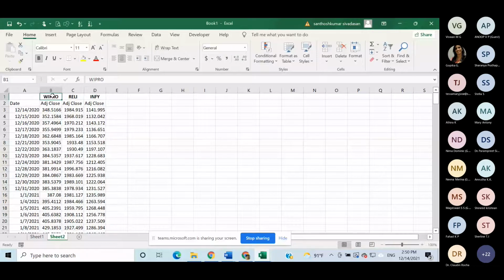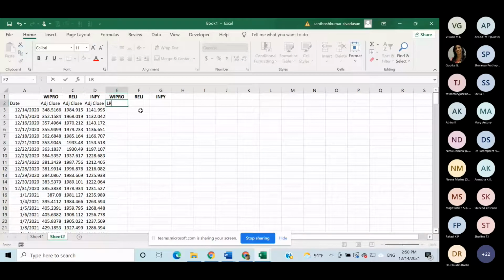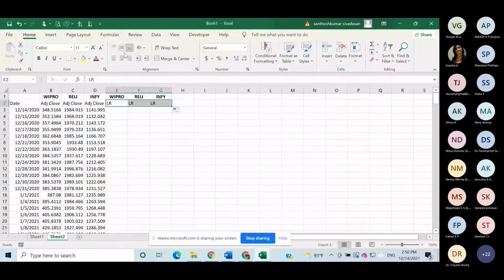So we are computing the log return, Control C, Control V, I'm just pasting the label. So LR, log return, we are finding out. Leaving one cell, you are putting up here. What is the formula for computation of log return?